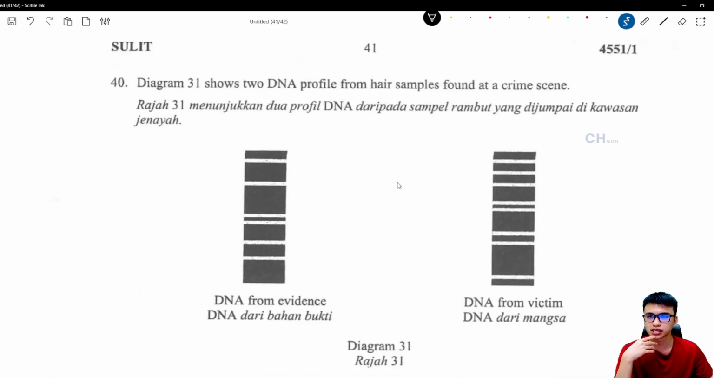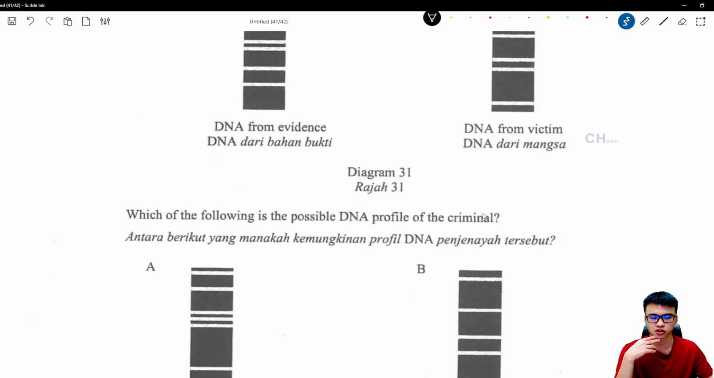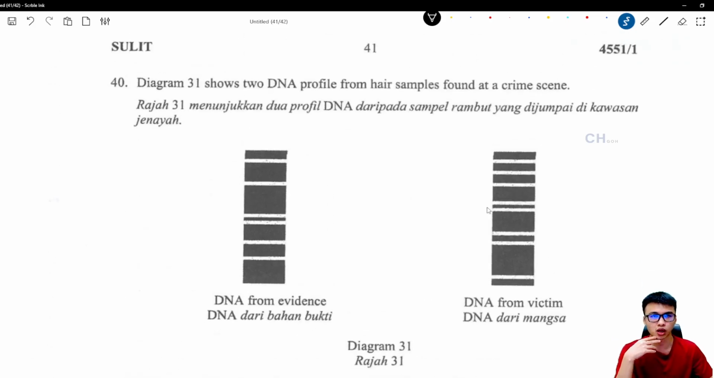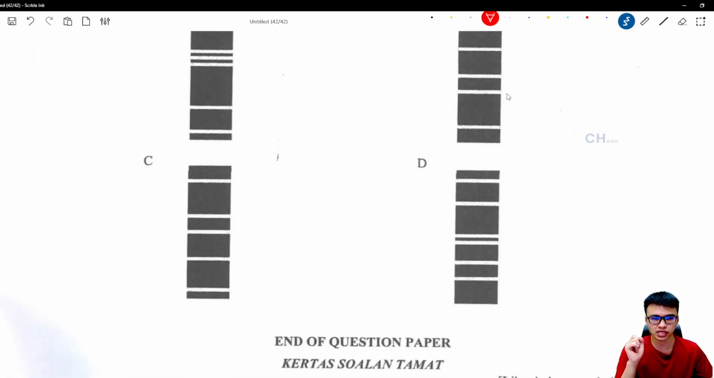Alright, so last one, guys. Diagram 31 shows two DNA profiles from hair samples found at the crime scene. So DNA from the evidence and DNA from the victim. Which one is a possible DNA profile for the criminal? So we are going to look into the DNA of the evidence, of course. Find something that is similar to the DNA from the evidence, then you can get the answer. So this question is basically testing your eyesight.